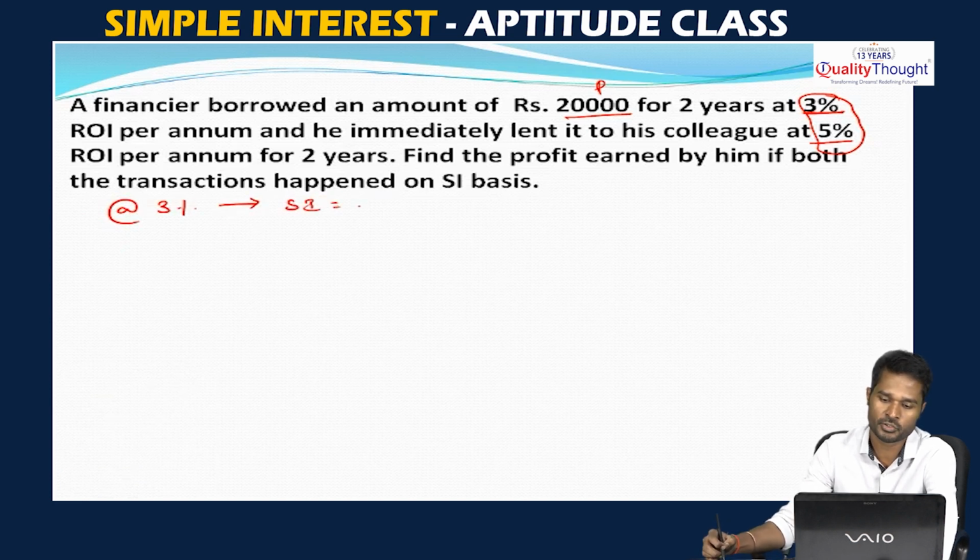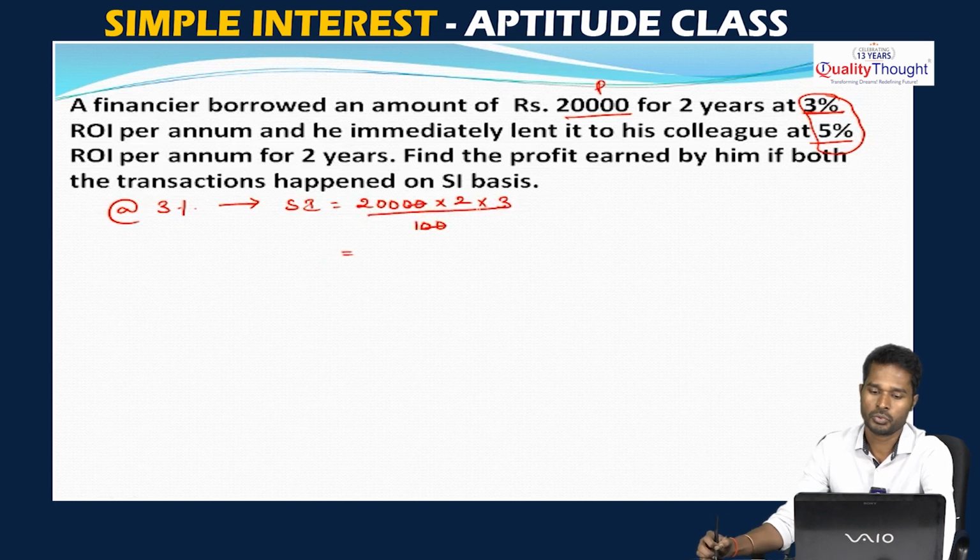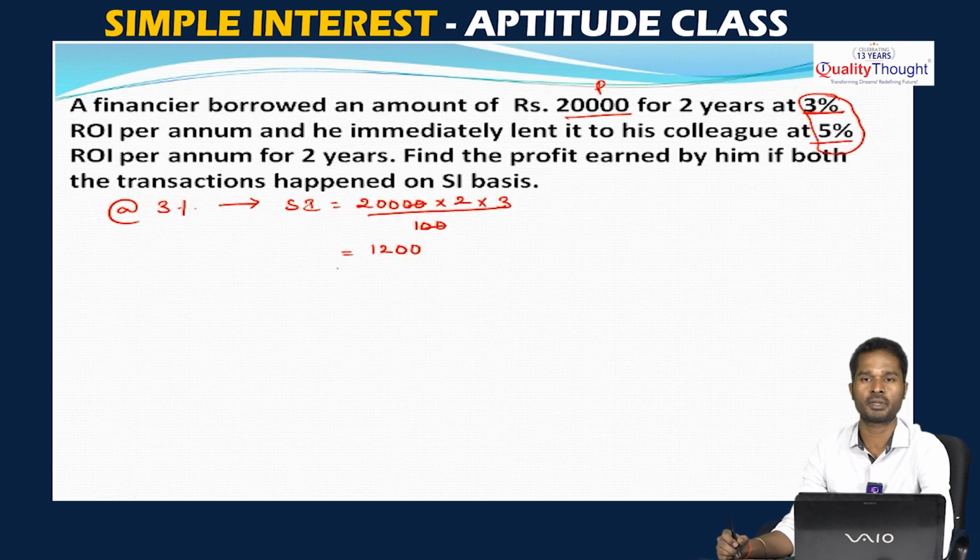Simple interest is equal to P, the value is 20,000, into time period, which is 2 years, and rate of interest is 3%, so this is divided by 100. So, zeros will cancel. So, 2 2s are 4, 3 4s are 12. So, the simple interest in the first case is 1200 rupees.